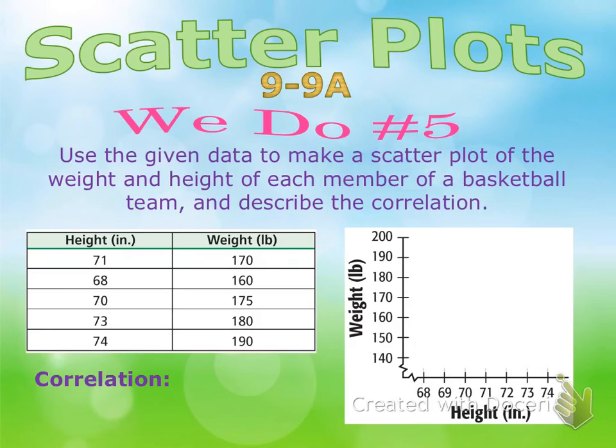So let's look at number 5. Now we're given the data, and now we have to make our own scatter plot to determine what kind of correlation this has. Now just remember, all you're doing is plotting points. You're looking at height. Height, you notice, is down here. It's like your X. And the weight is over here like it's your Y. So you're just looking at these as points, like 71, 170. So you come over here to 71 and go up to 170 and put a point.